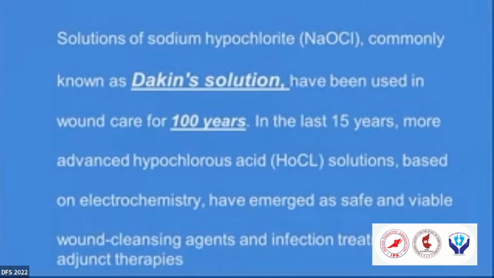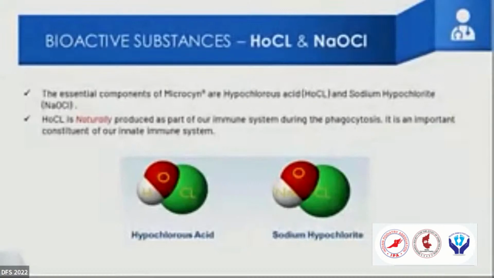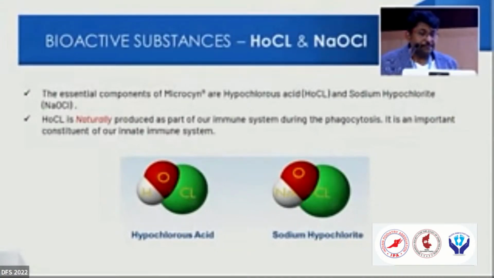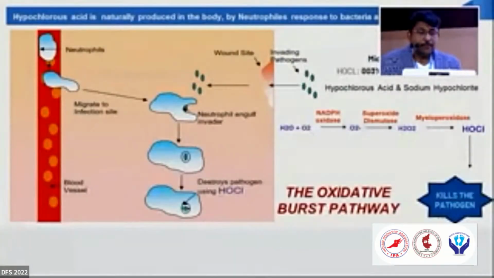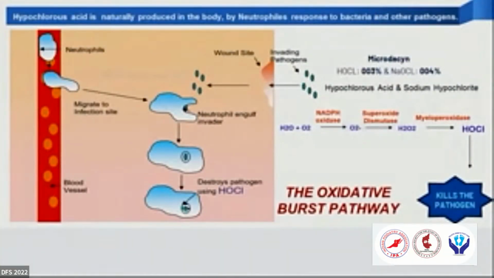Now, other than Dakin's solution, a better formulation with hypochlorous acid has come up. This hypochlorous acid, which is much more stable outside the body, is what we are going to use. Why are we bragging about hypochlorite solution? We'll understand this. The two bioactive substances are hypochlorous acid and sodium chloride. And why we talk about all these things is we need to understand the wound.